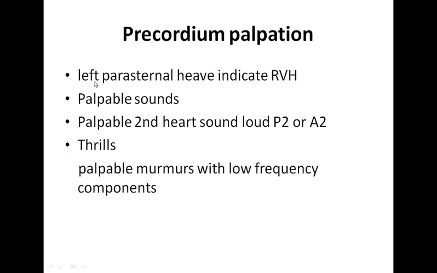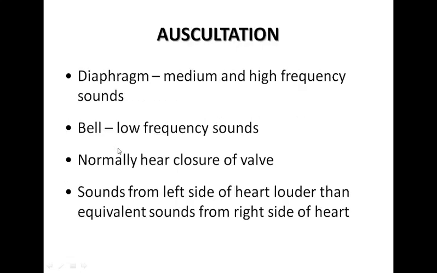Then look for the left parasternal heave, which indicates right ventricular hypertrophy. Look for palpable first and second sounds. A palpable second sound indicates a loud pulmonary or aortic heart sound. Thrills are palpable murmurs, so check for thrills in the four cardiac areas. When you are auscultating, use the diaphragm of your stethoscope for high frequency sounds and the bell for low frequency sounds. Normally what you hear is the closure of valves.